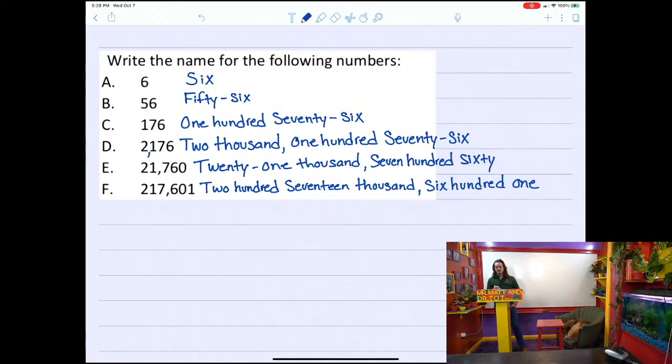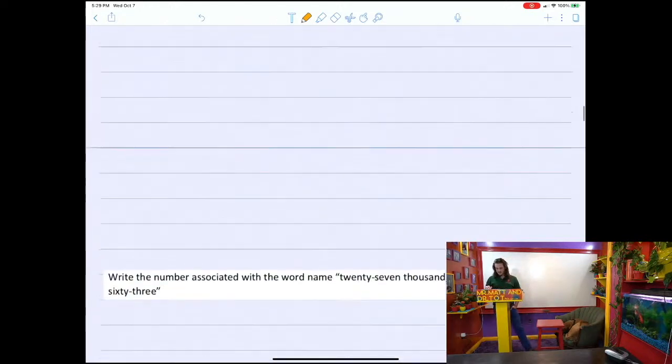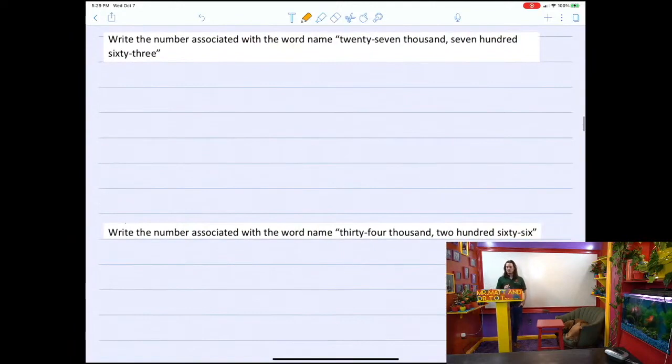So no hyphenation between 100 and 1. We have 217,601. Actually, no hyphenations at all in this number because we have the unique numbering name of 17 and then also just a singular digit of 1. So no hyphens are required here. If you have any questions, please let me know. Otherwise, let's take a look at these two problems. I'd like you to write the word name associated with these two numbers. I'm going to give you 1 minute.